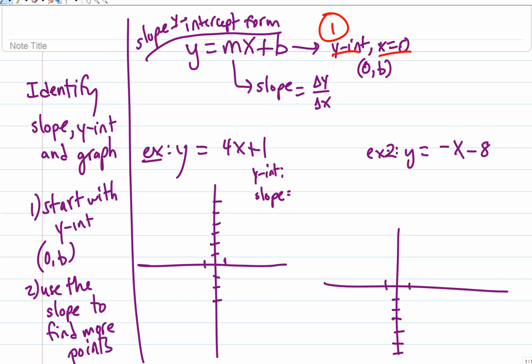How many points do we need for a line? How many do we have? That's a point right there, isn't it? How do I get my second point? We use the rise over the run, the change in y over the change in x, and I build more points from the y-intercept. I literally build the table right on the graph. Does that make sense?